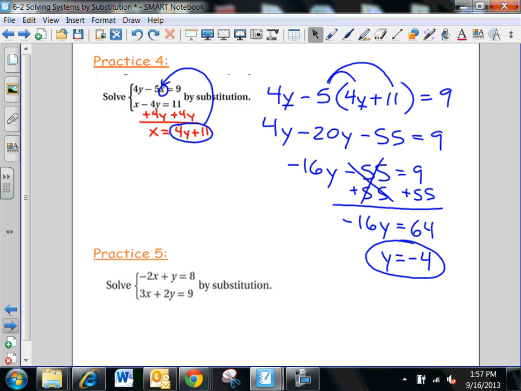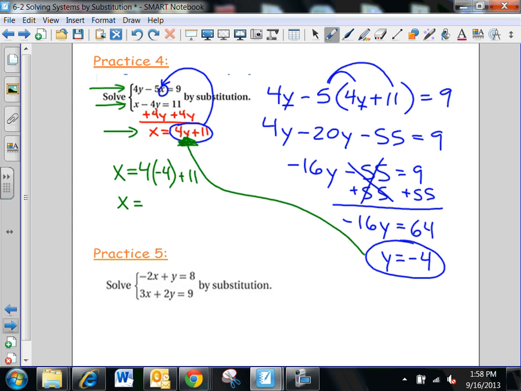And then I want to plug that back in. And I can plug this back in for y right there if I want to. That would be the easiest place to plug it back in. I could plug it back in here, here, or here. Any one of those three equations I can plug it back into. So I'll get x equals 4 times negative 4 plus 11. And then I solve that x is negative 16 plus 11. So x is equal to positive 5. So my solution here would be 5, negative 4.